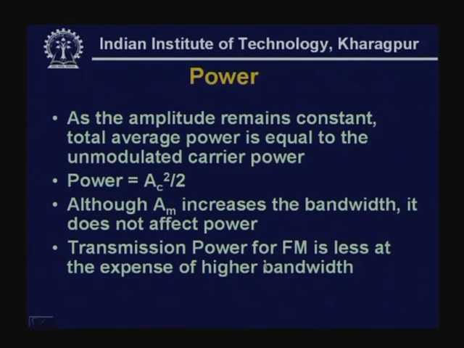Let us look at the power. As the amplitude remains constant, the total average power is equal to the unmodulated carrier power. Here, as you can see, the power is Ac square by 2. That means, although FM increases the bandwidth of the modulated signal, it does not affect the power. And as a consequence, the transmission power for an FM signal is much lower.